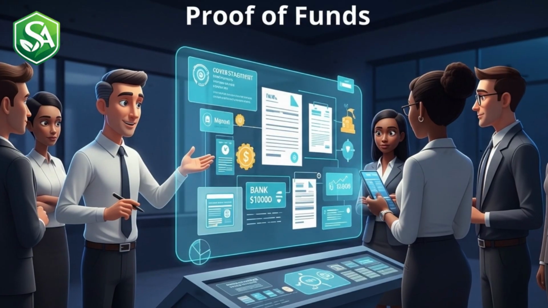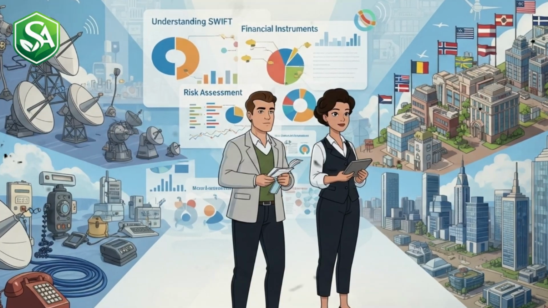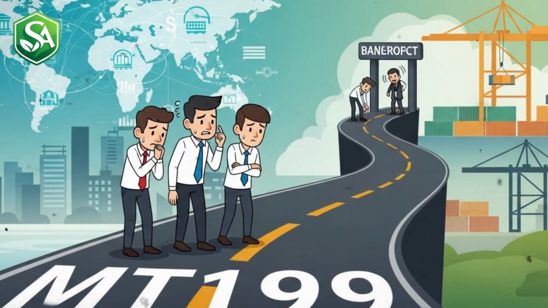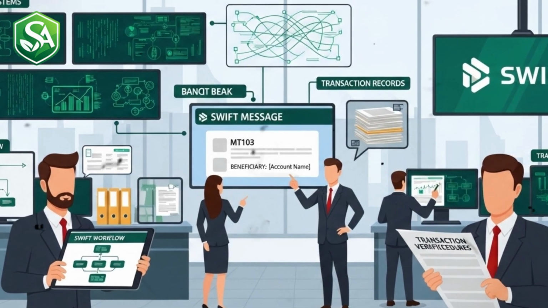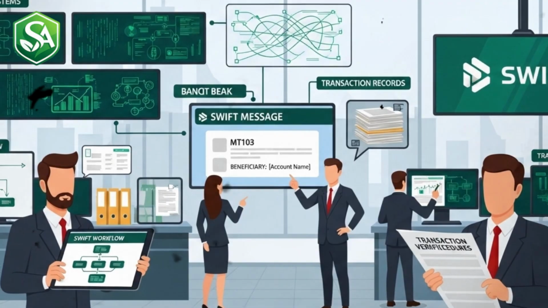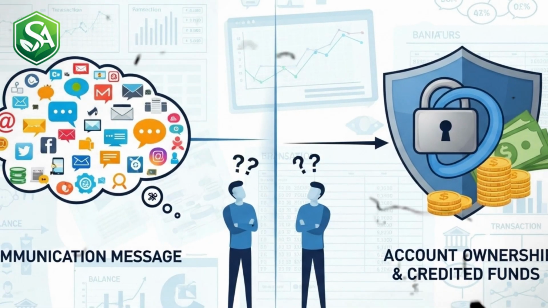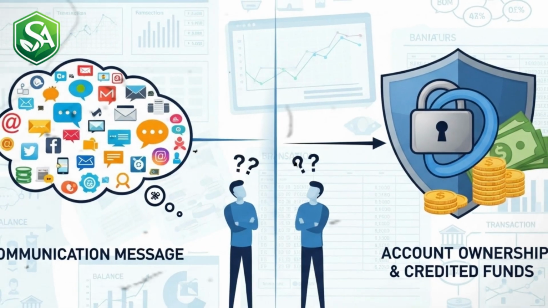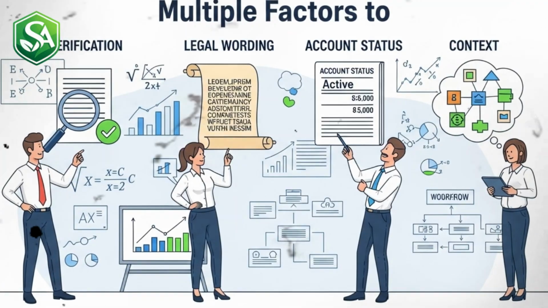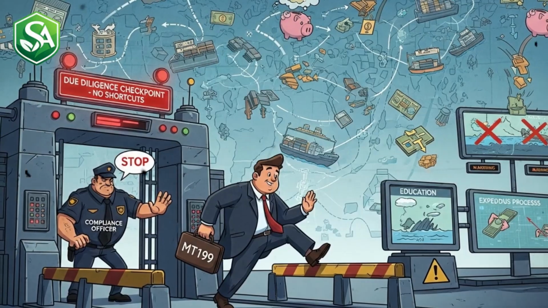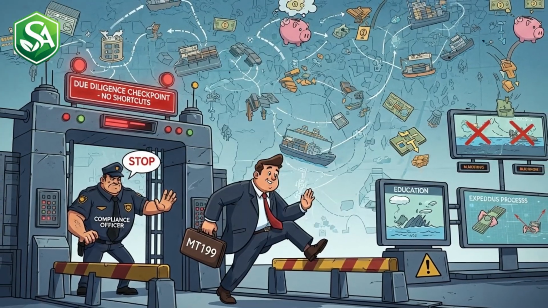Now, let's talk about proof of funds. Some people claim MT199 can prove funds. This is a dangerous simplification. A bank may use SWIFT communication to provide certain information under specific procedures. But a free format message by itself should not be treated as proof that money belongs to you or has arrived for you. Proof depends on context, bank verification, legal wording, and actual account status. Never let a buyer turn MT199 into a shortcut around proper due diligence.